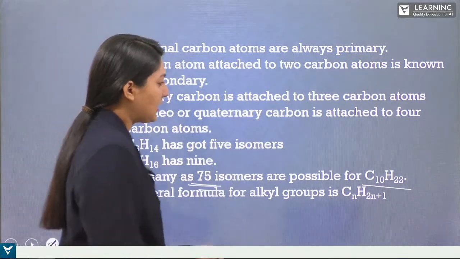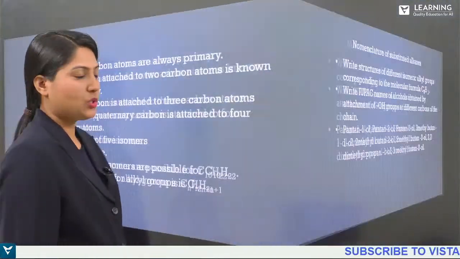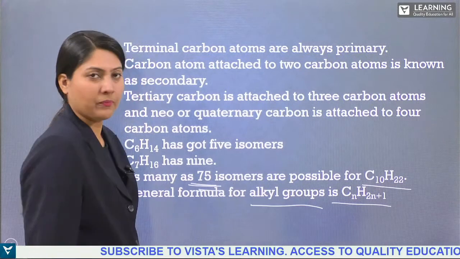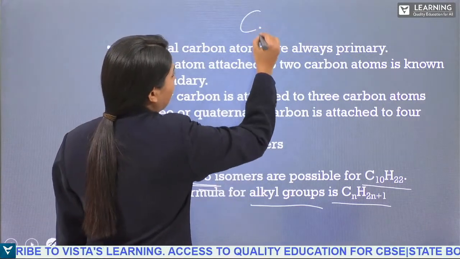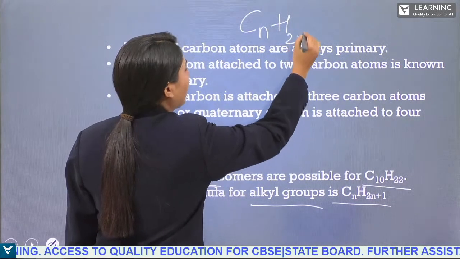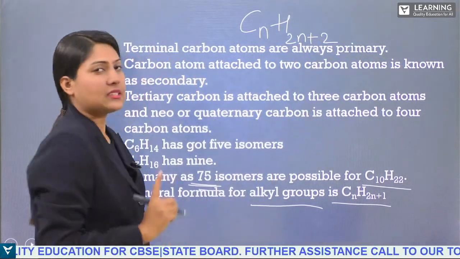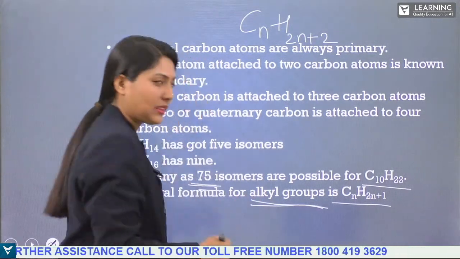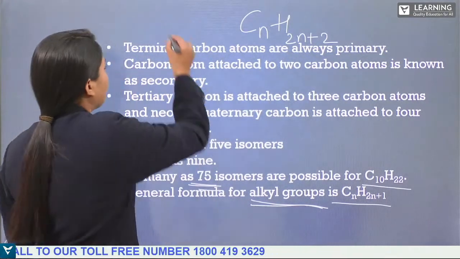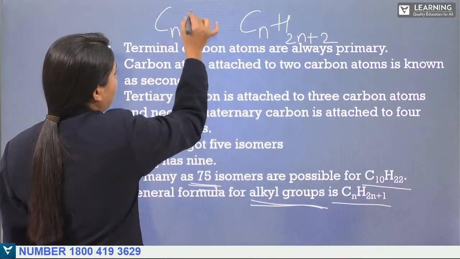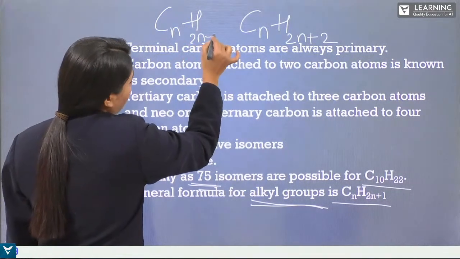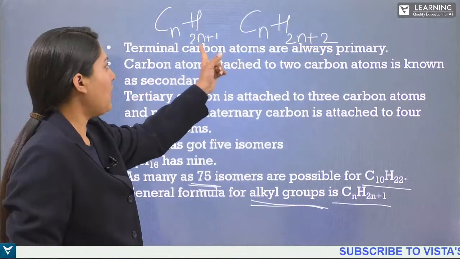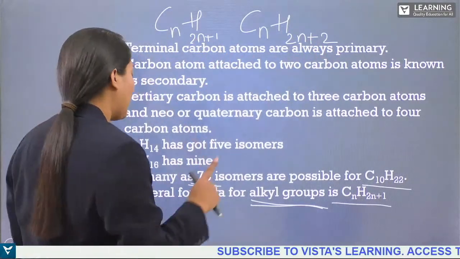So the general formula of an alkane, as we know, is CnH2n+2. For an alkyl group, such as methyl, propyl, butyl, it will be one hydrogen less, so CnH2n+1. Here plus 2 is for alkane; here plus 1, where one hydrogen is less.